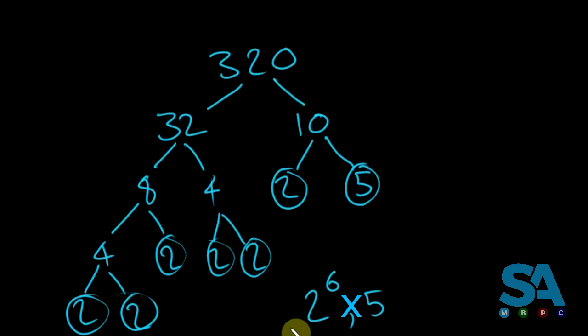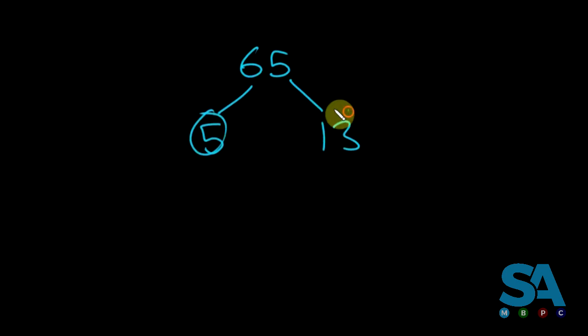Let's do another example. If we had 65 and we wanted to find the prime factors of 65, first thing I'll think to do is to split it into 5 and 13. 5 and 13 straight away are prime numbers, so we don't actually need to break them down any further. 5 and 13 are the prime factors of 65.